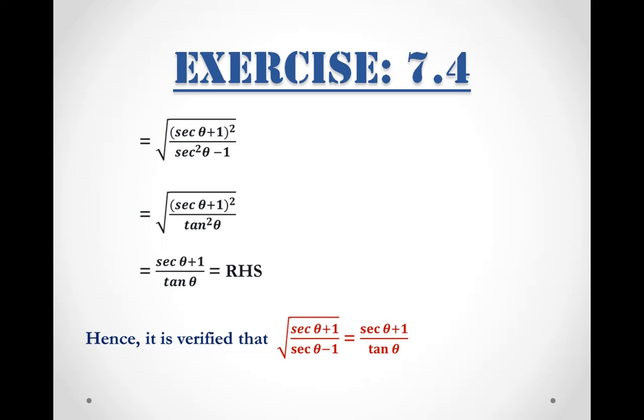Now cancelling the square of numerator and denominator with the symbol of square root, we are left with secant theta plus 1 over tan theta, which is equal to the right hand side. Hence we have verified that inside the root secant theta plus 1 over secant theta minus 1 is equal to secant theta plus 1 over tan theta.